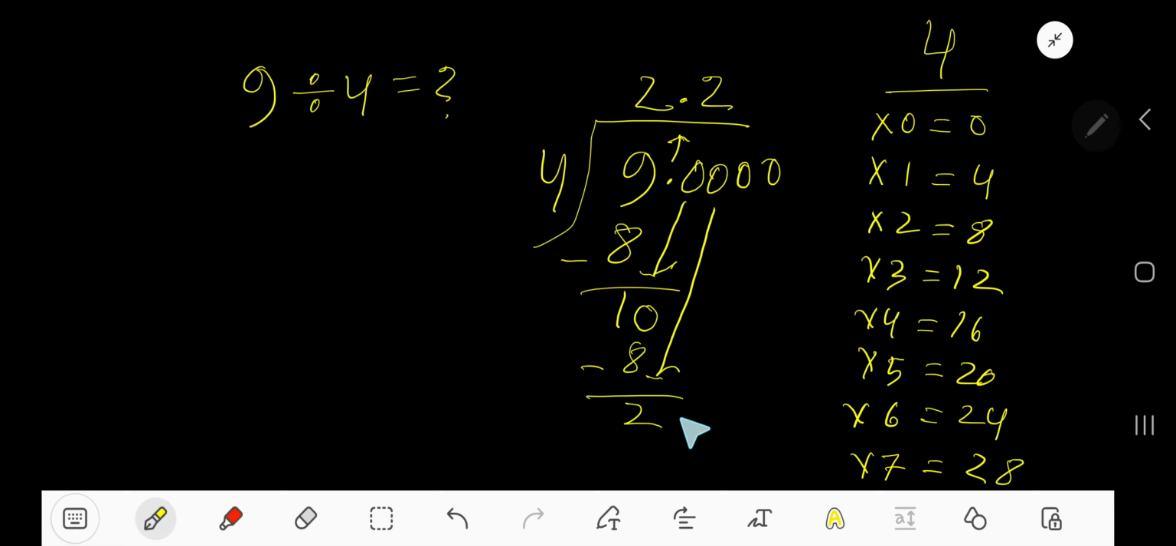Bring down this 0. 4 goes into 20 how many times? 4 goes into 20 five times, right? 5 times 4 is 20. Subtract, you are getting 0. As your remainder is 0, you are done. So your answer is 2.25.